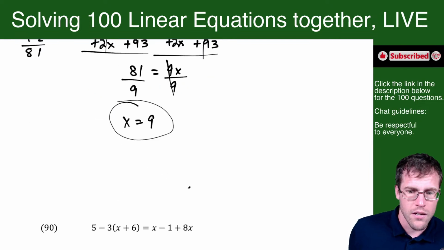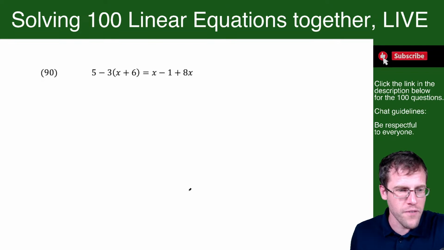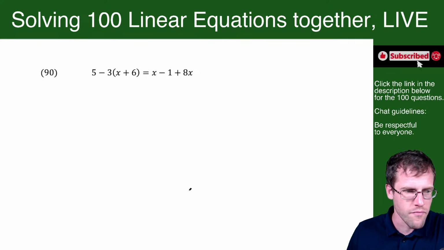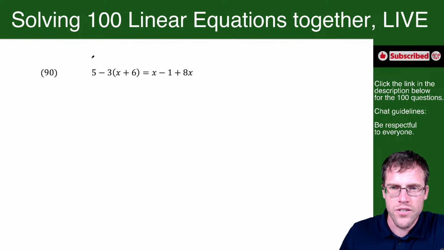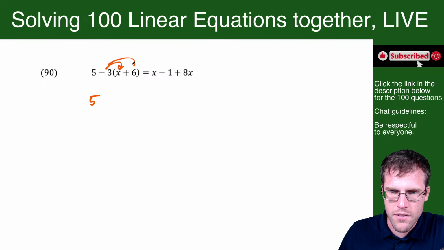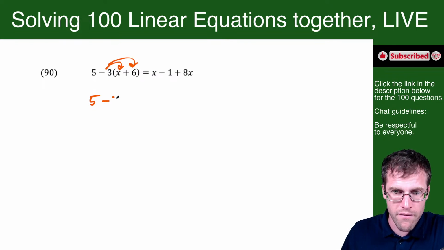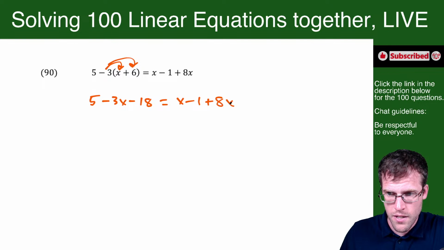All right. Question 90. We are making it to the final stretch here. So let's see. We got to get to 100. All right. So minus 3 times x. We're distributing. We have minus 3x. Minus 3 times 6 is minus 18. Equals, we have x minus 1 plus 8x.